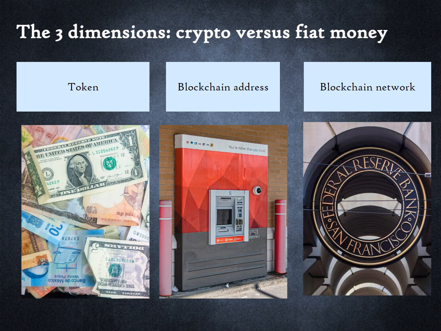US dollars are created and transact within the US banking system. British pounds are created and transact within the British banking system. Similarly, transactions that create Bitcoin and transfer existing Bitcoin between addresses are recorded in the Bitcoin network. Transactions that create Ether and transfer existing Ether between addresses are recorded in the Ethereum network.